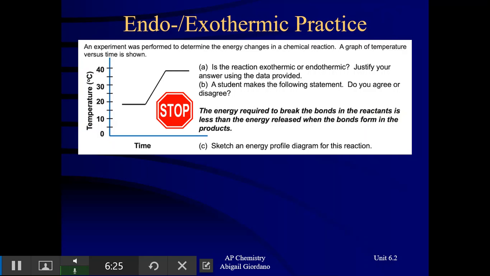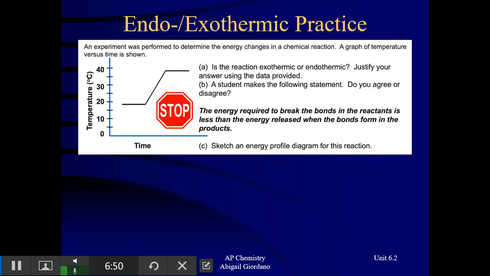Please notice, guys, that is not a graph like the ones we just saw. That's not a graph of potential energy versus reaction progress. This is a different graph. This is just monitoring the temperature. Letter A says, is the reaction exo or endothermic? Justify your answer. B says, a student makes the following statement. Do you agree or disagree?